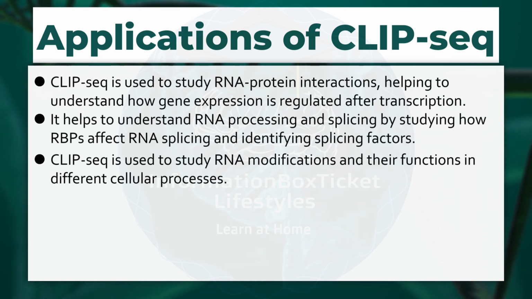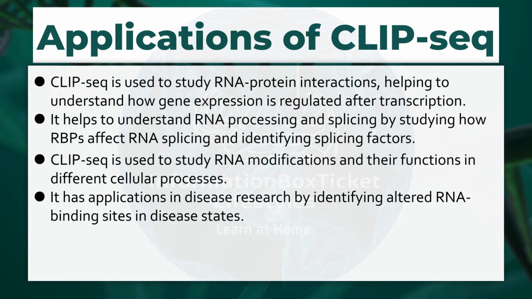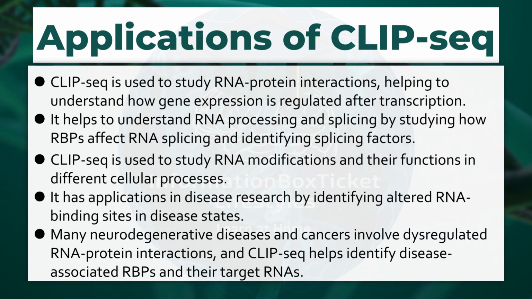Crosslinking and immunoprecipitation sequencing is used to study RNA modifications and their functions in different cellular processes. It has applications in disease research by identifying altered RNA binding sites in disease states. Many neurodegenerative diseases and cancers involve dysregulated RNA-protein interactions, and crosslinking and immunoprecipitation sequencing helps identify disease-associated RNA-binding proteins and their target RNAs.